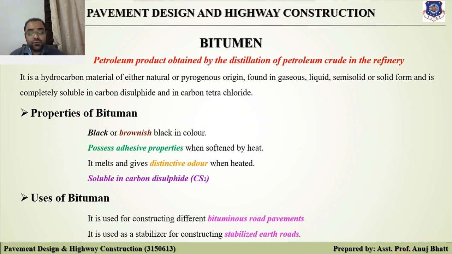The main use of bitumen is for constructing different bituminous road pavements, and it is also used as a stabilizer for constructing stabilized earth roads.